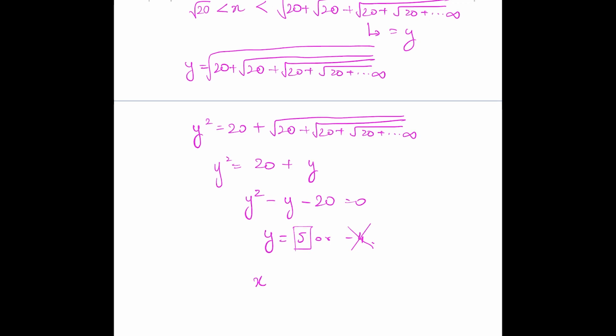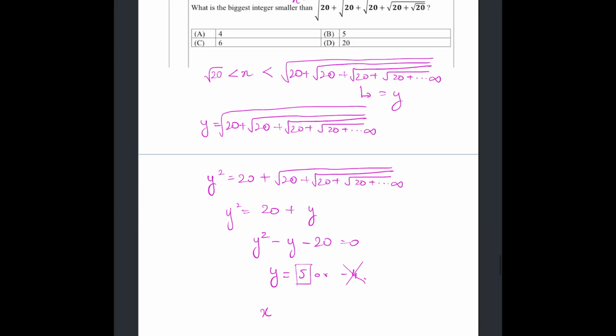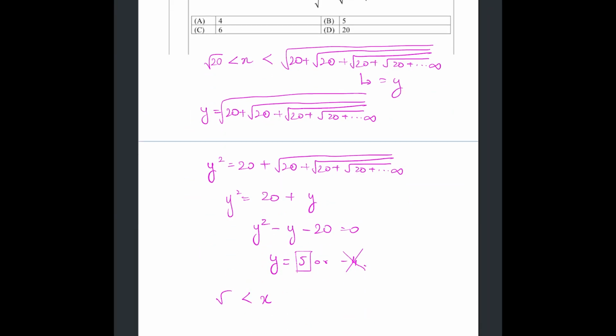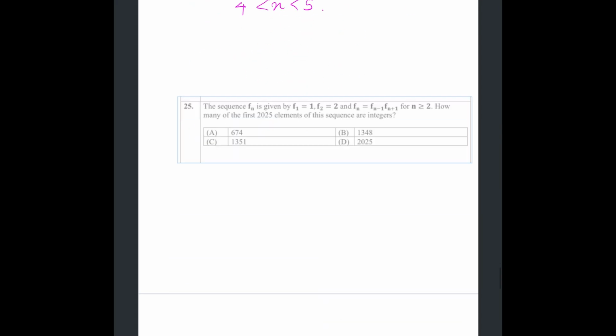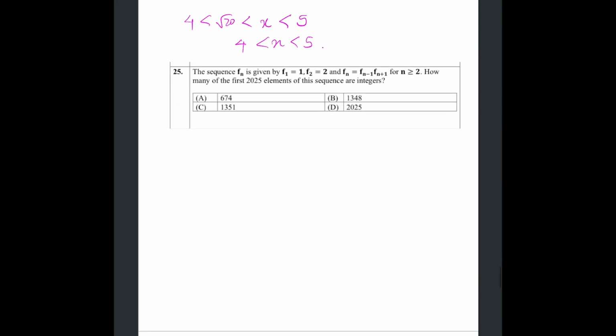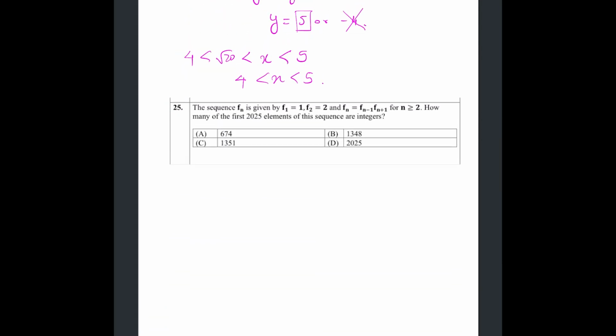So what we had, our x in the question is greater than root 20, which is greater than 4 and is less than 5, right? So x lies between 4 and 5. So the biggest integer that's smaller than this big root here is 4, right? Okay, let's look at the 25th question.